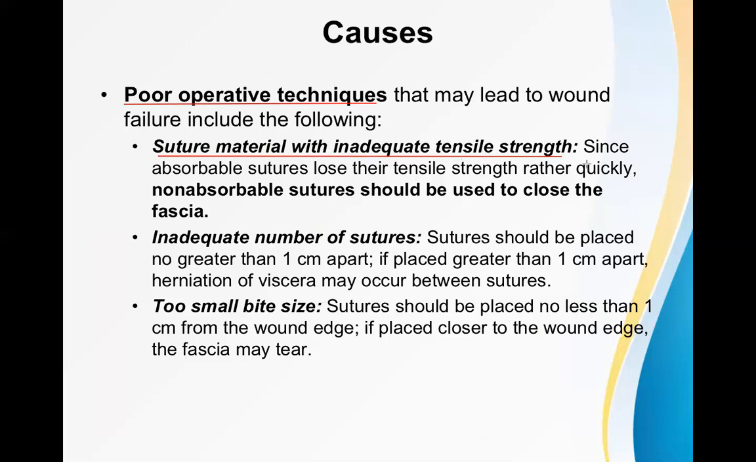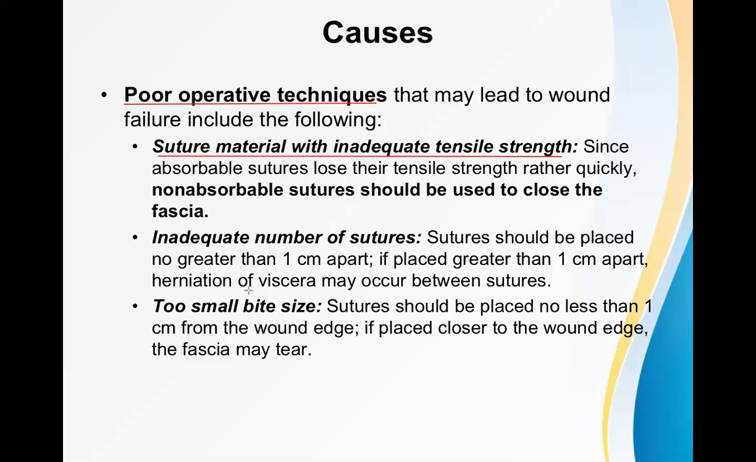Now, since absorbable suture loses tensile strength more quickly than non-absorbable suture, we should use non-absorbable suture to close the fascia. And this is what the surgeons usually do. Prolene is one of the good examples there. So fascia is closed by non-absorbable suture, and you don't need to remove it.